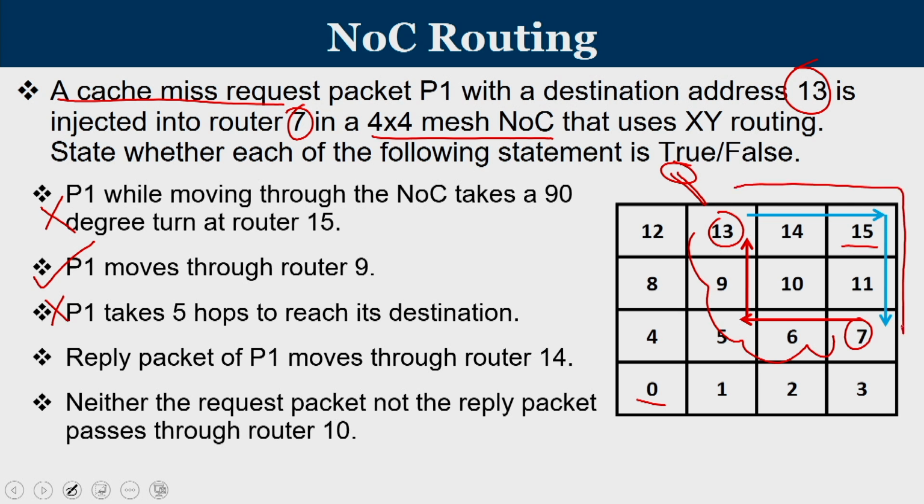and the reply packet is moving through 14. So, this is true. Neither the request packet nor the reply packet passes through router 10. We can see that the request is passing through 7, 6, 5, 9, 13 and the reply is coming from 13, 14, 15, 11, 7. So, none of them are touching 10. So, neither the request packet nor the reply packet passes through router 10.